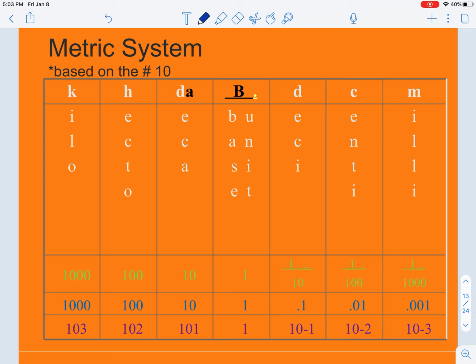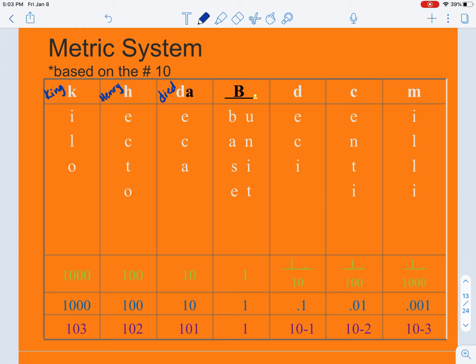I learned the acronym King Henry died by drinking chocolate milk my sophomore year of high school, and I continue to use it today. It's a very convenient way to help me remember my prefixes. King would be the K for kilo. Henry, obviously is hecto, died.